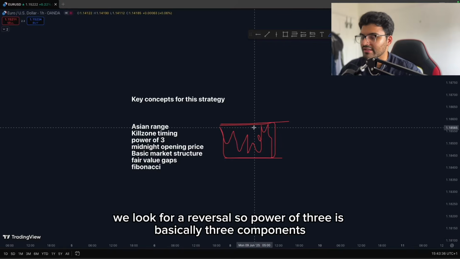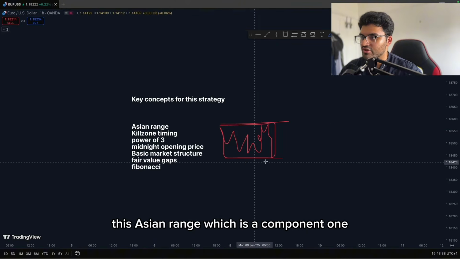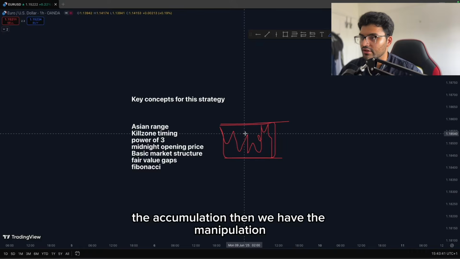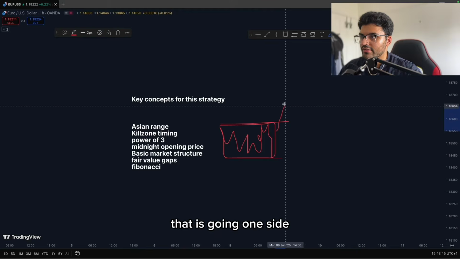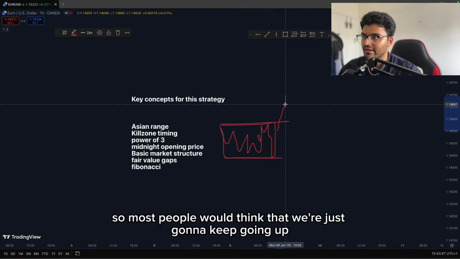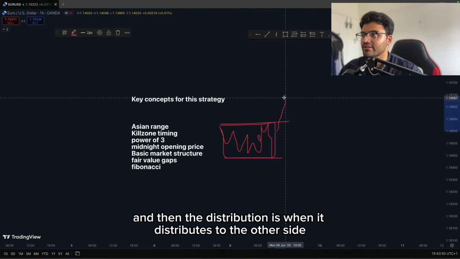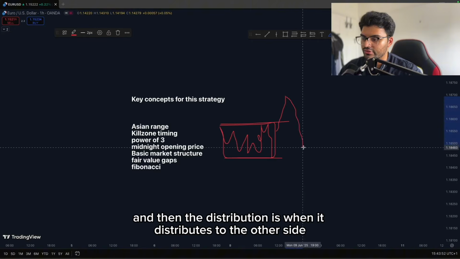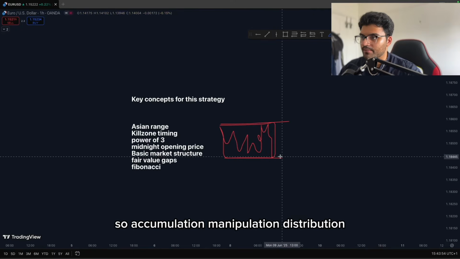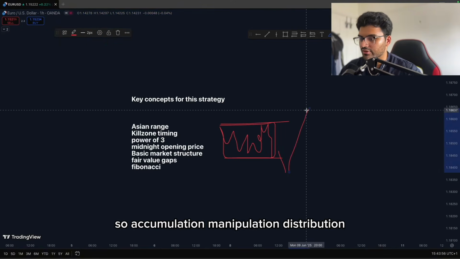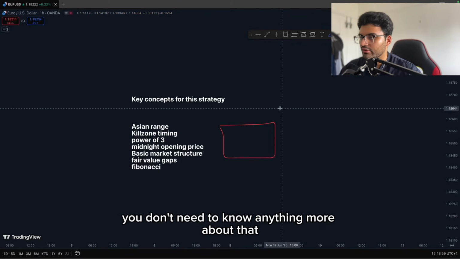So the power of three is basically 3 components. This Asian range, which is component 1, the accumulation. Then we have the manipulation, which is a trick, for example, that is going one side. So most people would think that we're just going to keep going up. And then the distribution is when it distributes to the other side. So accumulation, manipulation, distribution. That is the power of three. You don't need to know anything more about that.